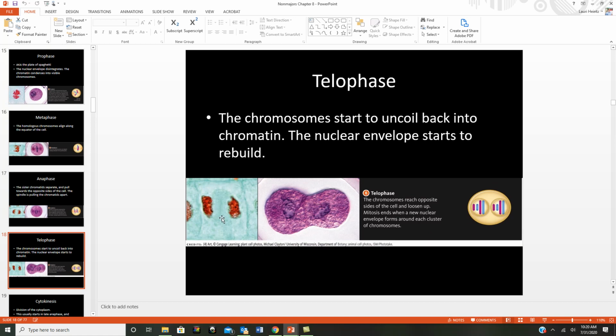Telophase, you can see the cleavage plate as a kind of darker blue line right here in the middle. Did I say cleavage plate? Cell plate, if I did say cleavage plate, but you can see the cell plate being formed in the plant cell, and you can see that cleavage furrow over here in the animal cell.